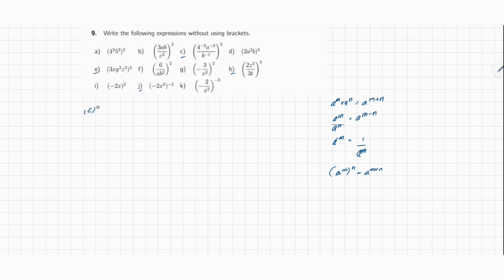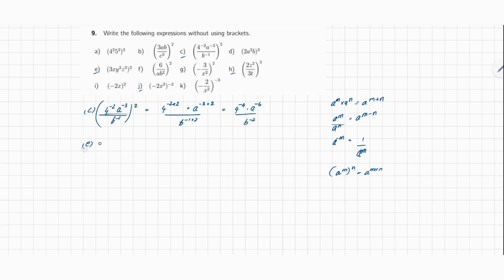Let's start by solving question C. We have 4 to the power minus 2, a to the power minus 3, b to the power minus 1, squared, which can be written as 4 to the power minus 2 times 2, a to the power minus 3 times 2, over b to the power minus 1 times 2. So we have 4 to the power minus 4 times a to the power minus 6 over b to the power minus 2.